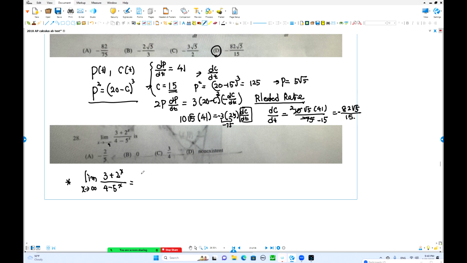One. So the limit, this is actually what it is. X goes to infinity. It's okay. X goes to infinity. So this is very small, right? Forget about this one. We don't care about this, okay? Are you okay with this? Yeah. This is actually equal to 2 to the x over negative 5 to the x.